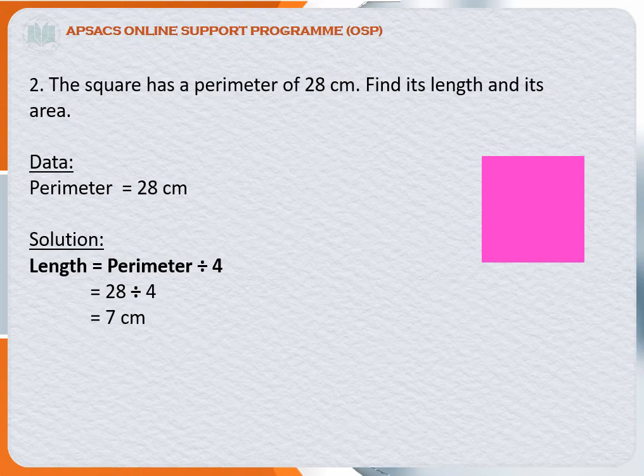Now in the second step I will find area, and for this I am using area equals length multiplied by length. So in place of length I will write 7, multiply sign as it is. Again in place of length I will write 7. 7 sevens are 49 and then the unit will be square centimeter.